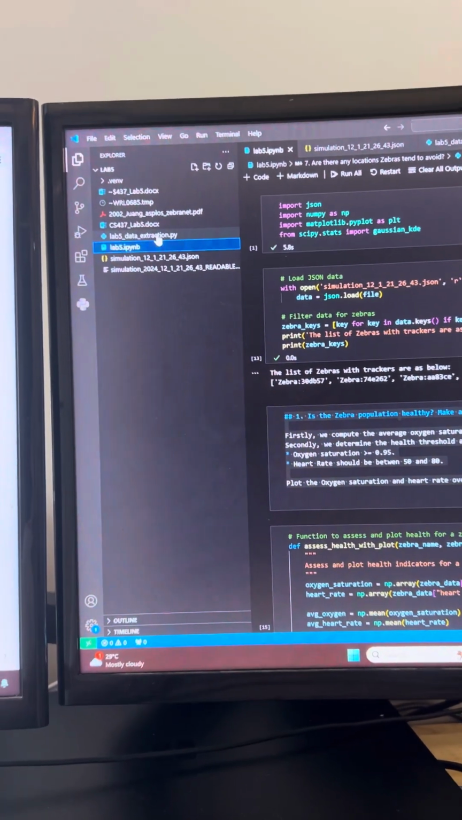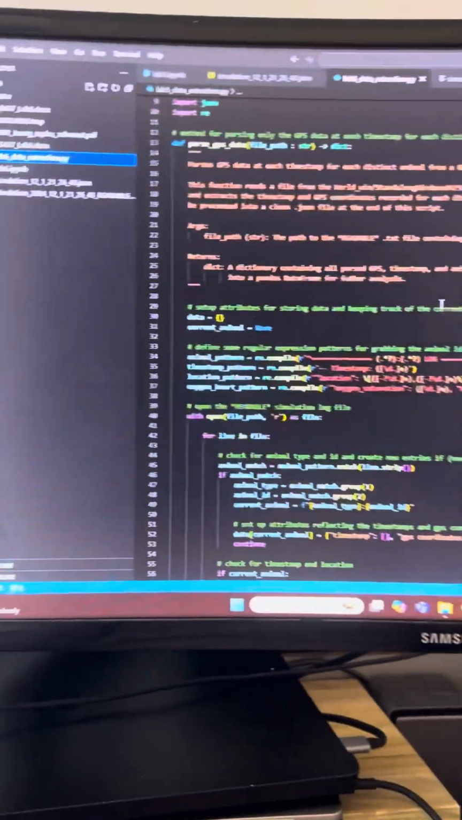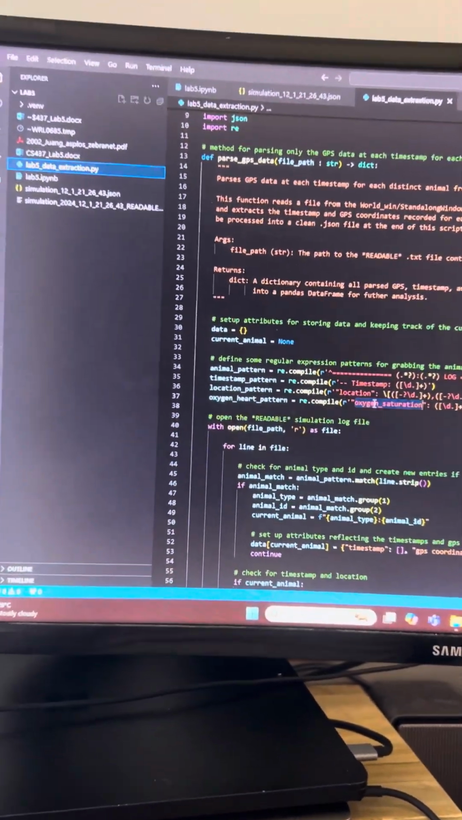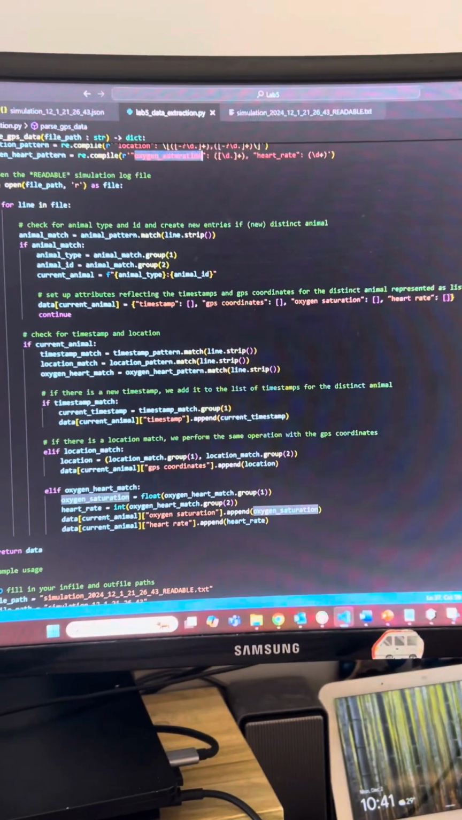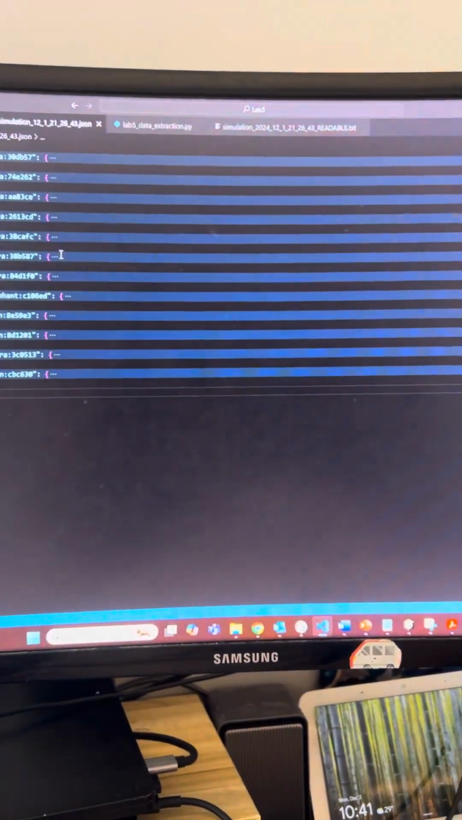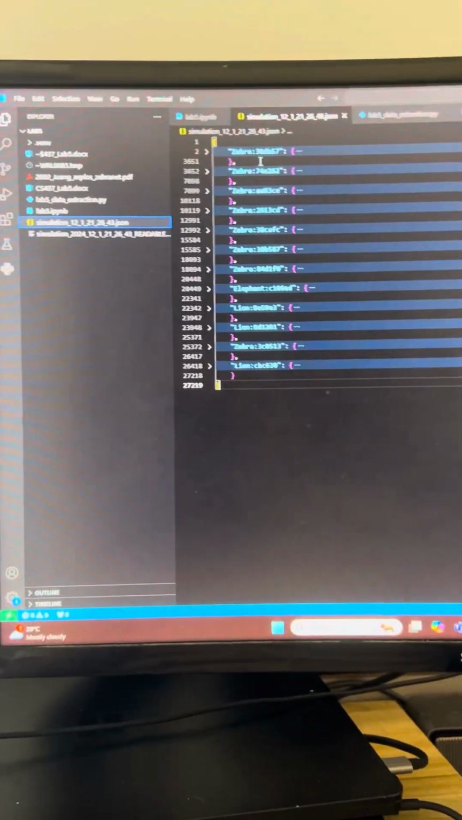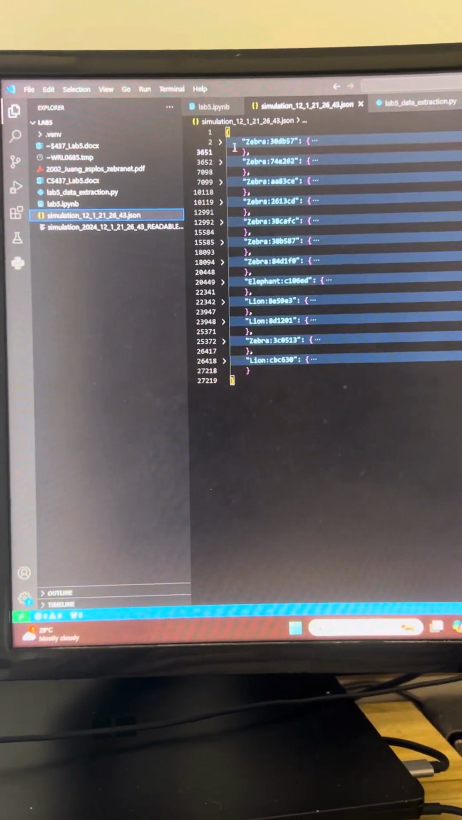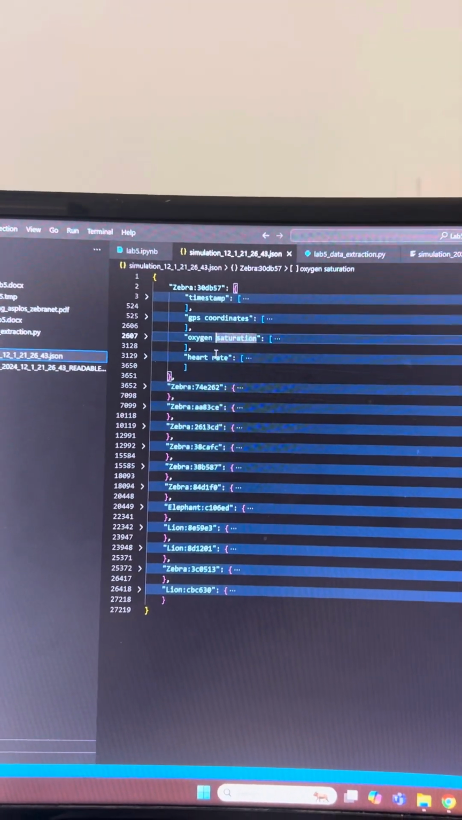Firstly, I modified the sample code. The sample code read the location, so I added the oxygen here and then read these text logs and transformed them into JSON format. These are the raw data. If I open it, you have the timestamp, the GPS, the oxygen, and the heart rate data.